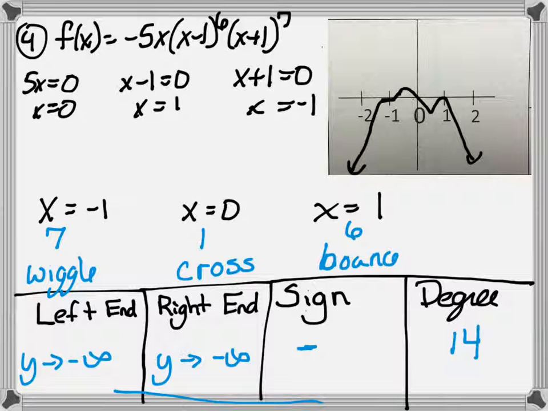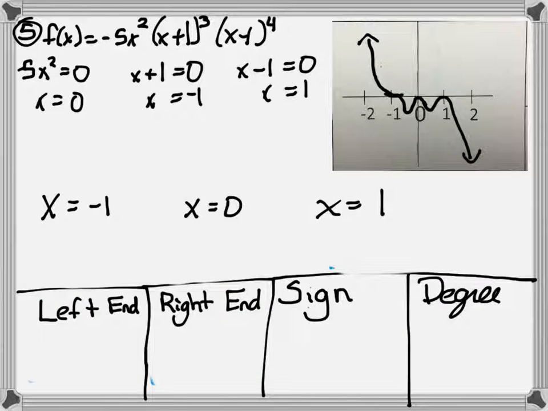Oh, and I forgot to erase these. We had at -1 a wiggle with a 7 exponent. At 0, we had a cross with a 1 exponent. And at +1, you had a bounce with a 6. Left end was negative infinity. Right end, y went to negative infinity as well. The sign was negative and the degree was 14.